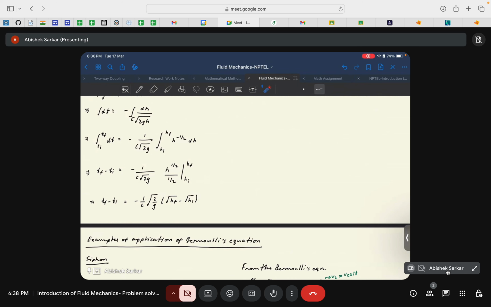I think I might have rushed here and there while discussing this example, so if you are in doubt, you can just ask me. I'll wait for a few minutes, then I'll proceed further, and we'll discuss some applications of the Bernoulli equation, the pitot tube, the venturi meter, and then we'll discuss some problems.